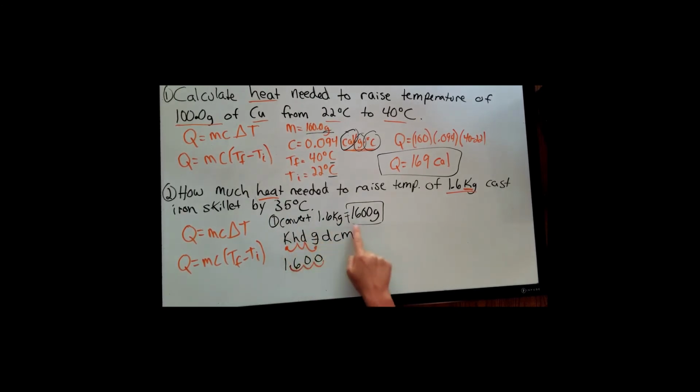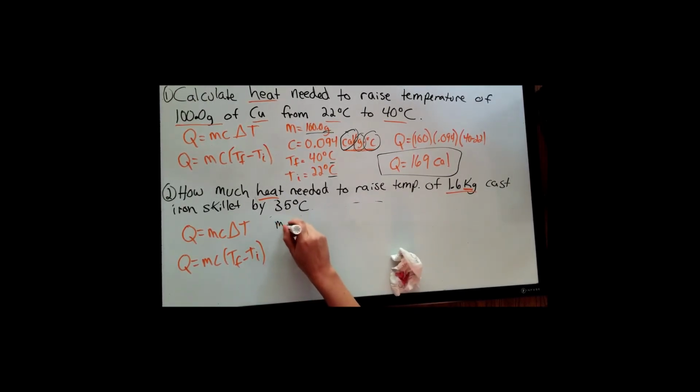So I'm going to erase this section and I'm going to label that 1,600 grams with the variable m for mass. So m is 1,600. Okay, so next I need to look for my C value. We just said by reading this problem that it's a cast iron skillet. So I'm going to go to my table of specific heats, and it says iron specific heat is 0.11. So I just looked that up on a table.